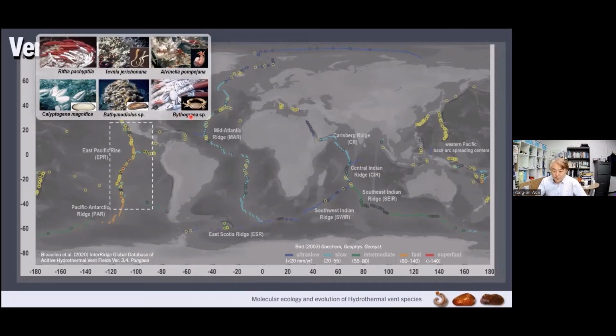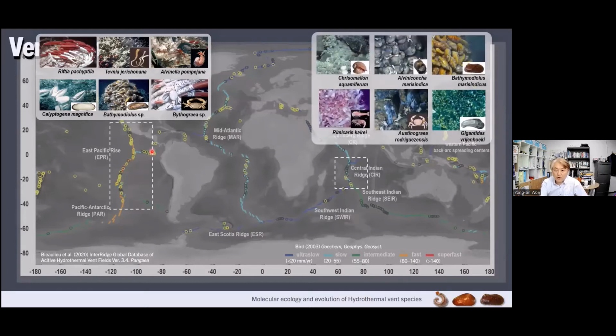Bythograeid crab, an arthropod. And since the first discovery of this vent ecosystem in 1977 in the Galapagos Rift area, continued ocean exploration and research extended our scope to other ocean ridge systems. Here I show the Central Indian Ridge area and their vent communities. Similar to the EPR, they also show very highly dense invertebrate communities. This dense, abundant species flourishing is quite contrasting to the ambient, plain deep sea floors.